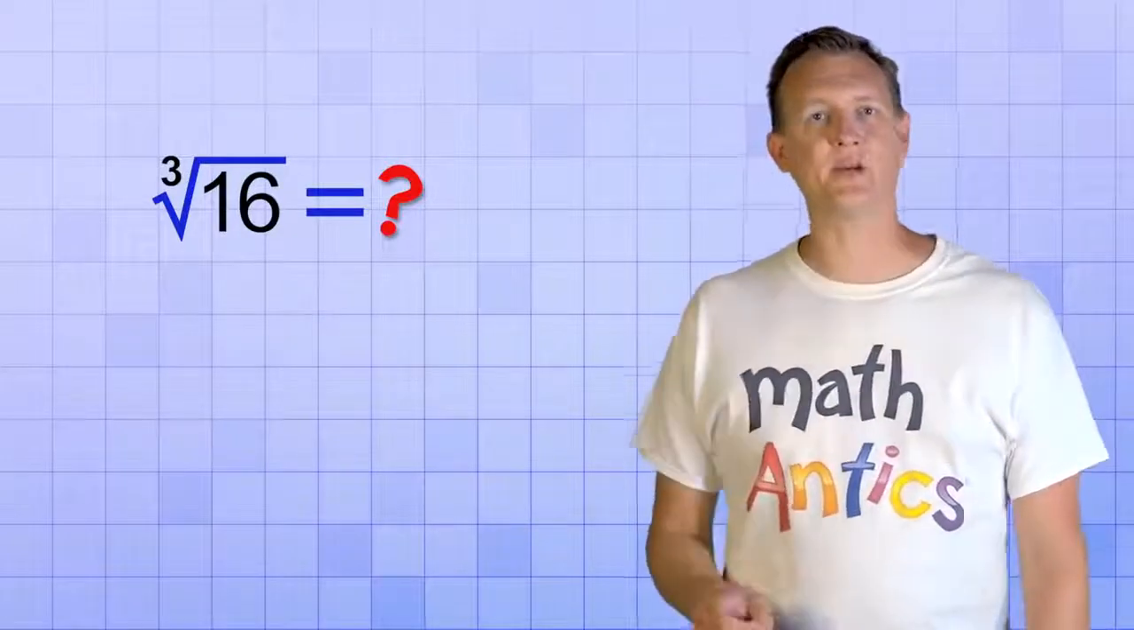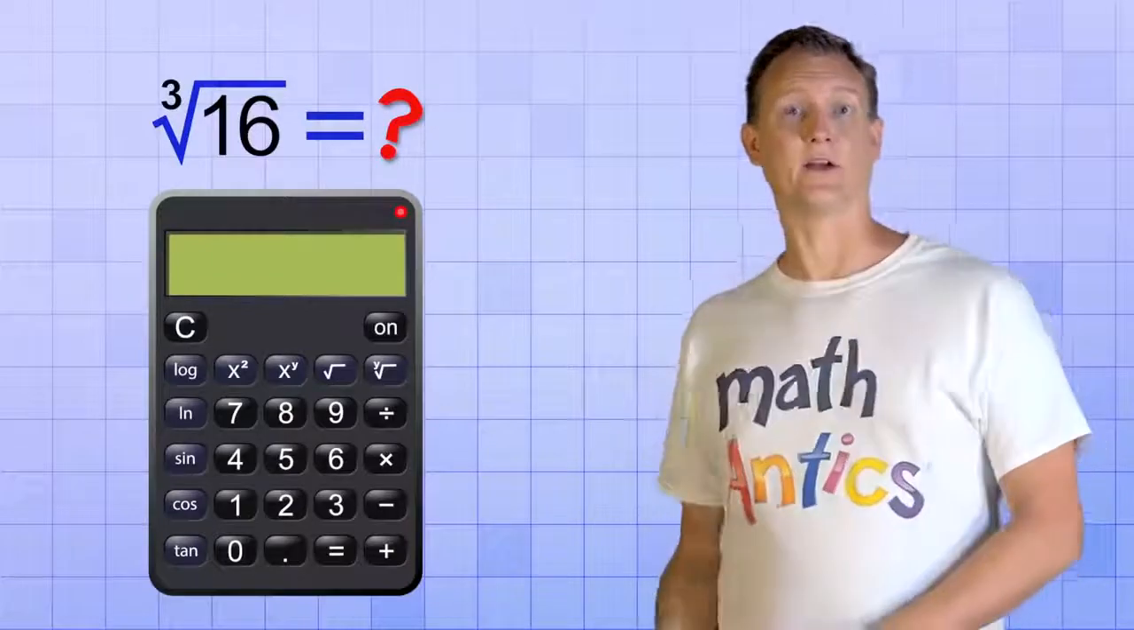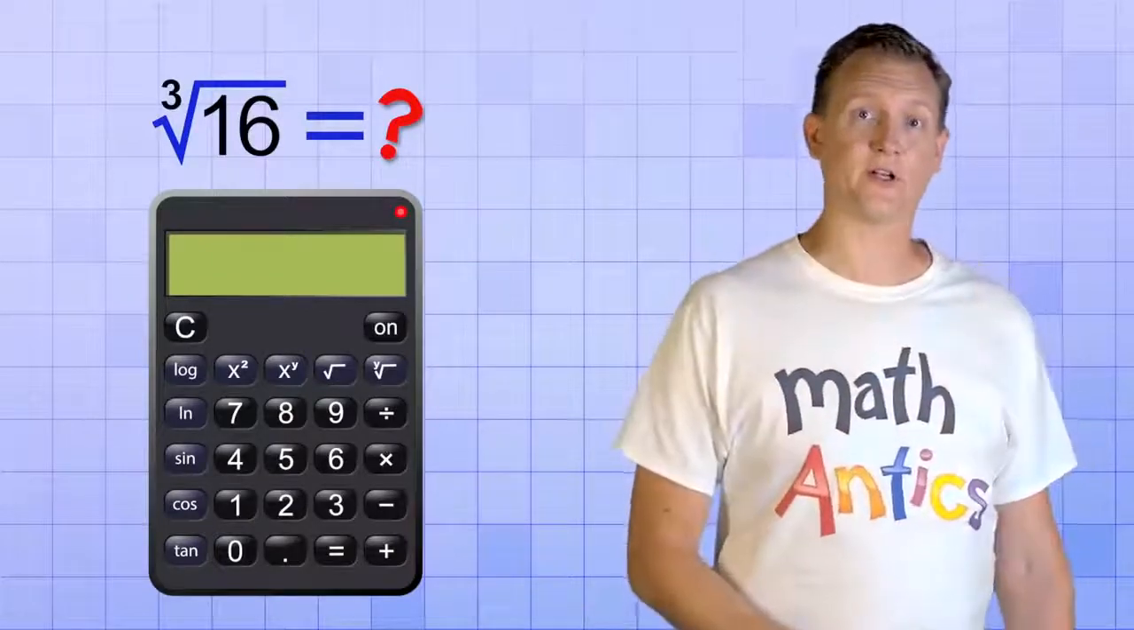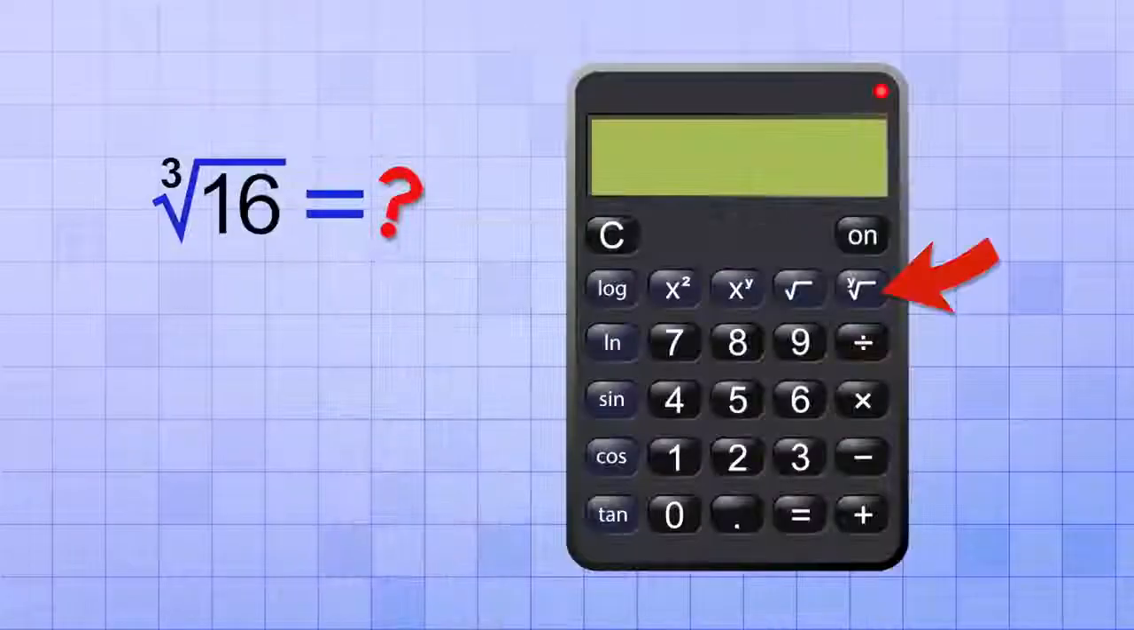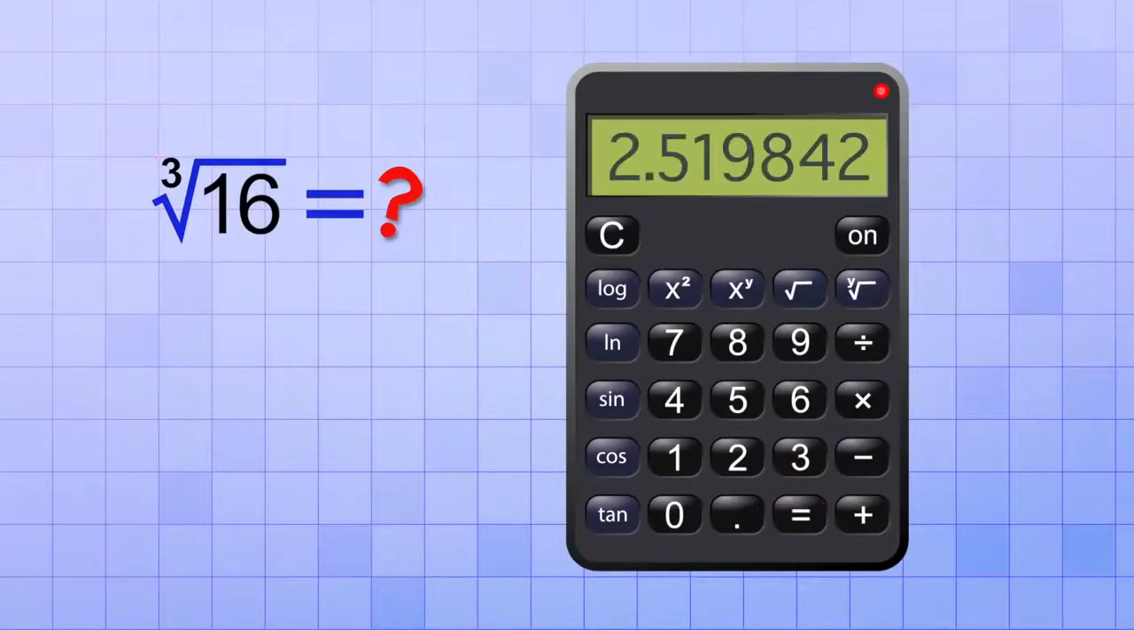Instead, I'm going to use a special root function on my calculator to get the answer. And on my calculator, the button for that root function looks like this. To use it, I first enter the number that I want to take the root of, which is 16. Next, I hit the root function button, and then I enter 3, so it knows that I want the third root of 16. Last, I hit the equal sign, and voila!